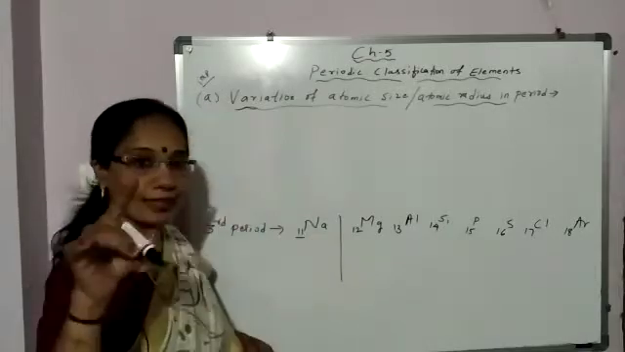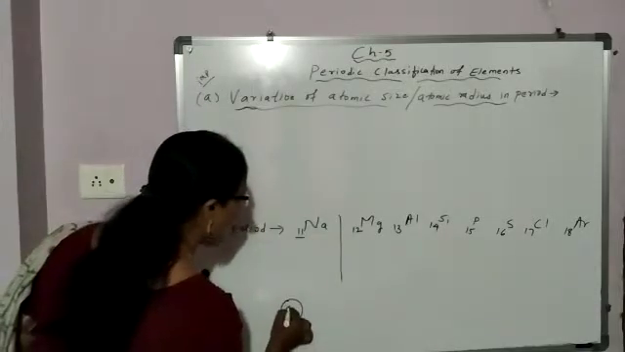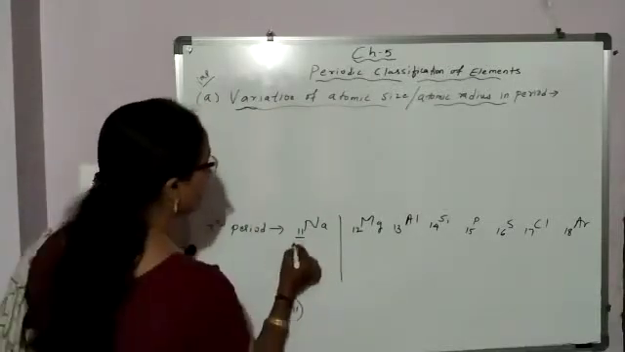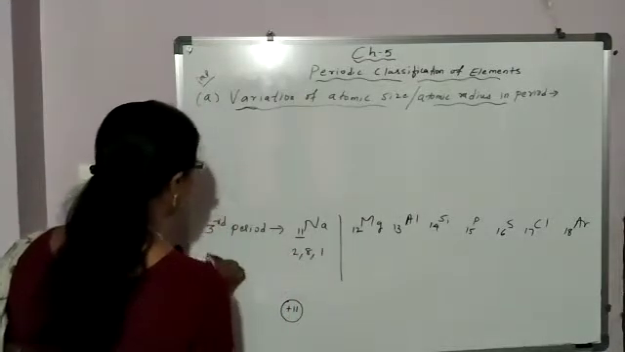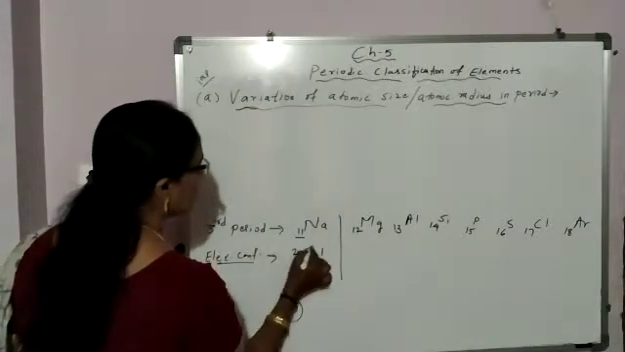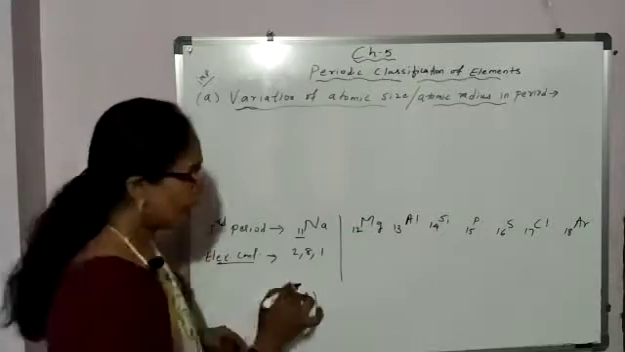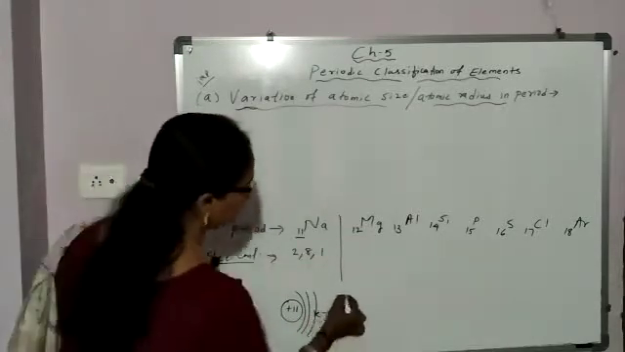So, protons 11. In the nucleus what is present? Protons. How many protons? 11. So, this is the nuclear charge. Then, do the electronic configuration: 2, 8, 1. In how many shells are electrons filled? 3 shells. And in the outermost shell, how many electrons? 1. This is for sodium.